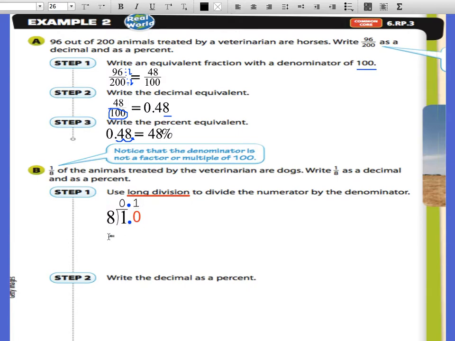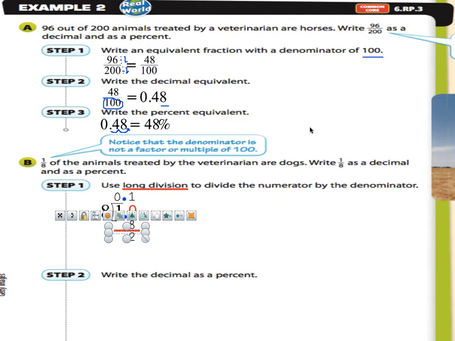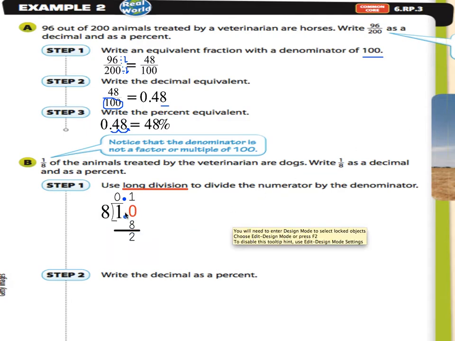8 times 1 is 8. So I put 8 and I subtract. I know 10 minus 8 gives me 2. Okay, and I know that I can't stop there, so now I have to continue with my adding of the zeros and bringing them down. So now I have to add another 0, and then I have to bring it down. That's a really big pen. Make it black and bring it down. So now I have 20.